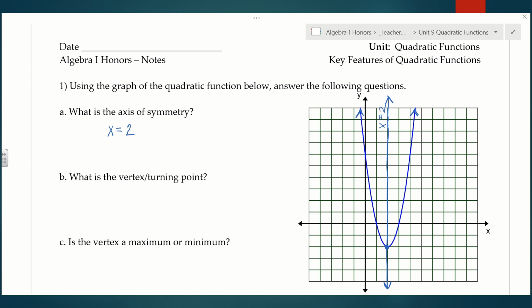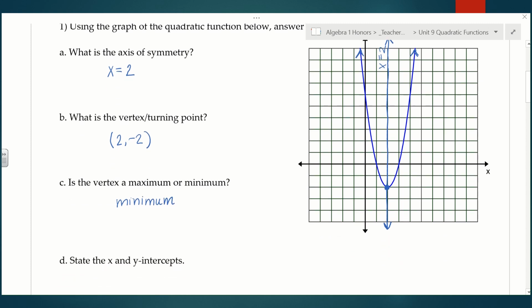For b, it says, what is the vertex or turning point? Well, we already drew that in right here. It's the point that the axis of symmetry goes through. If I find the coordinates of that point, I'm going over 2 and down 2. So (2, negative 2) would be the turning point, or the vertex. Because this parabola opens upward, we would consider the vertex to be a minimum. It's the lowest point on that function.